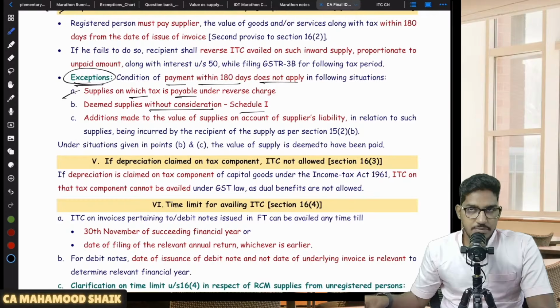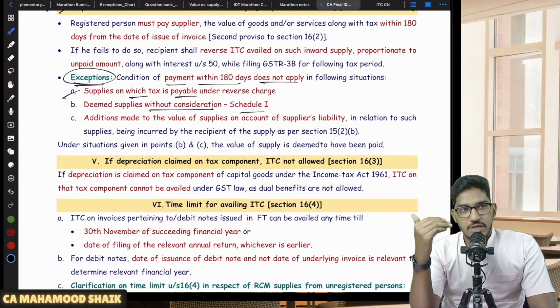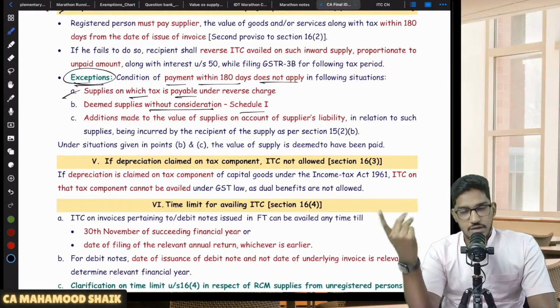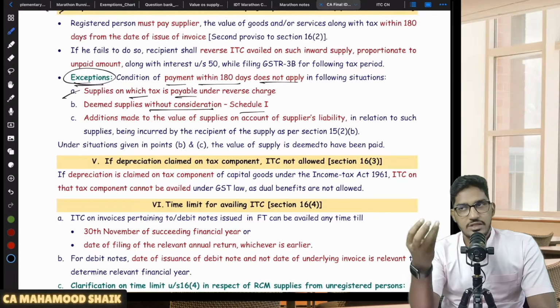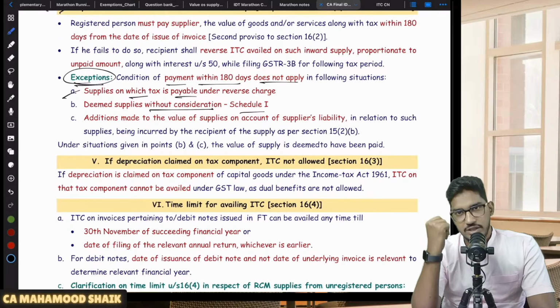If you remember the supply chapter, we have discussed Schedule 1. There are 4 paragraphs which will be deemed as supply even if done without consideration. So there we are deeming those activities as supplies even without consideration. If there is no consideration, what is the purpose of making the payment within 180 days? When there is no consideration, what is the logic of putting that 180 days payment condition?